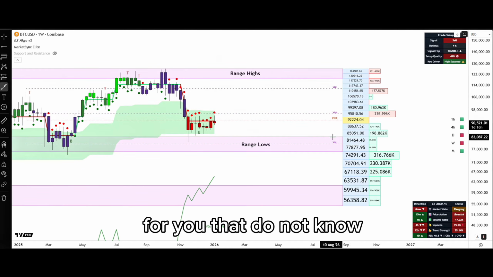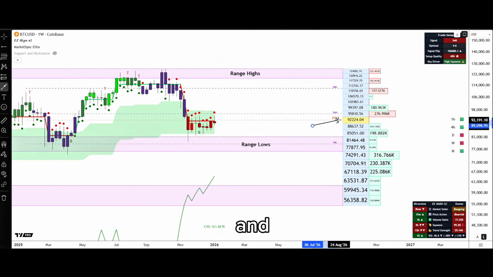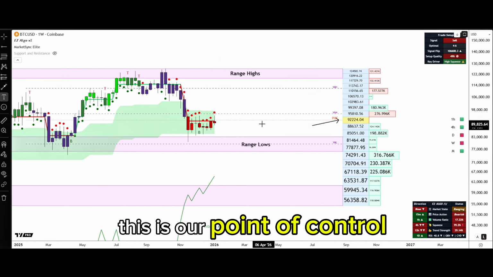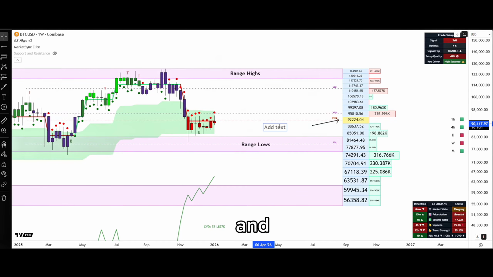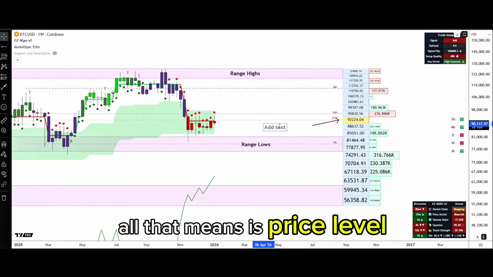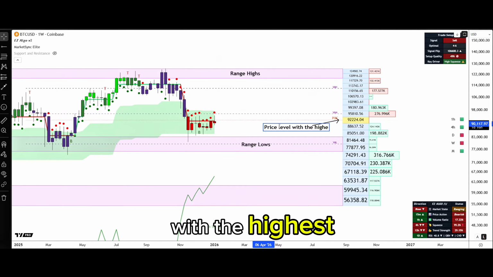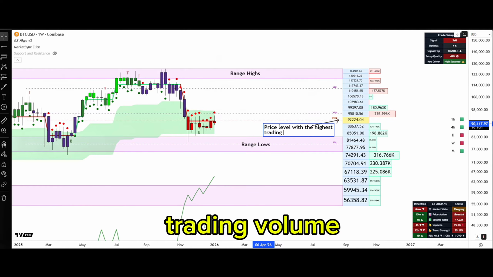So for those of you that do not know, and for those who do, I apologize, I'm going to explain it. This is our point of control. And POC all that means is the price level with the highest trading volume.